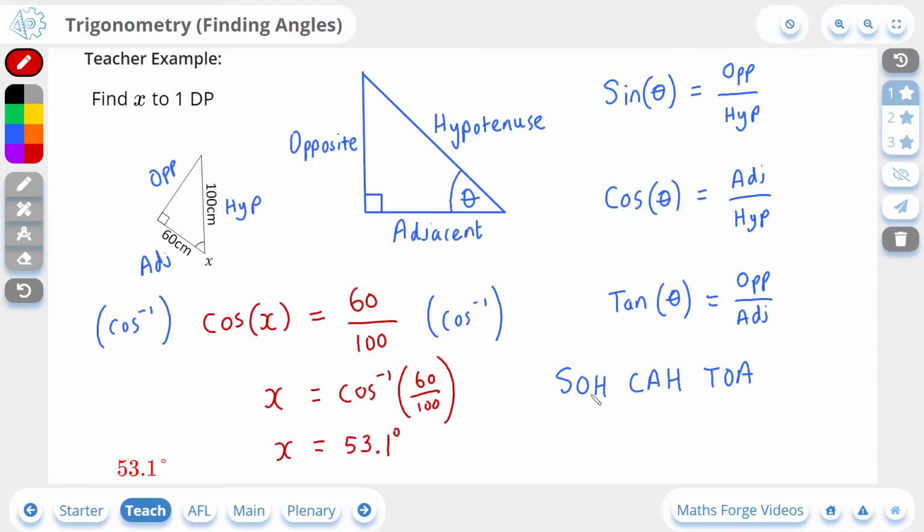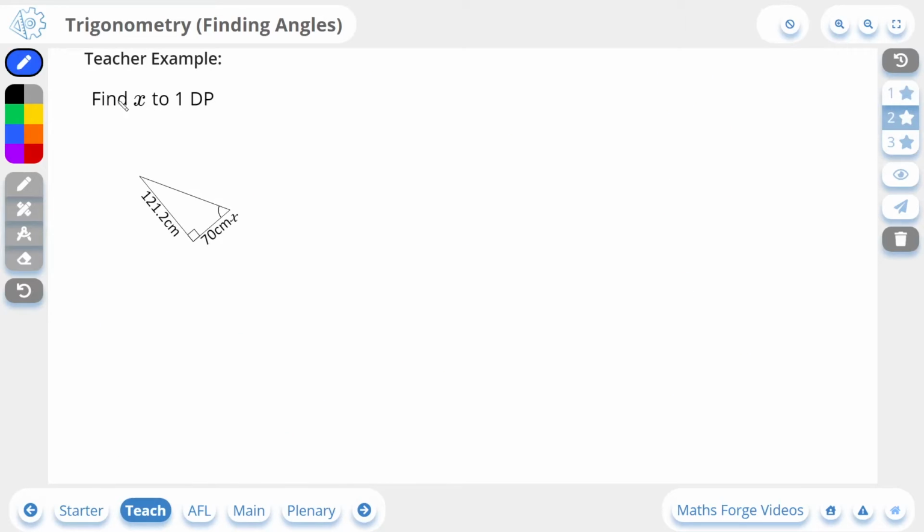Now, if you commit to memorizing SOH CAH TOA, it's going to save you a lot of time and a lot of hassle, and this is all you're going to have to recall when answering these types of questions. So let's do a 2-star example using SOH CAH TOA.